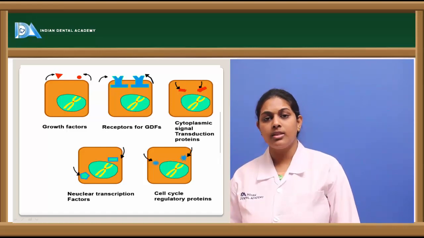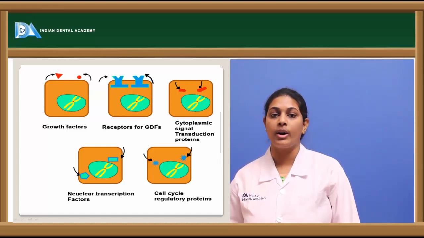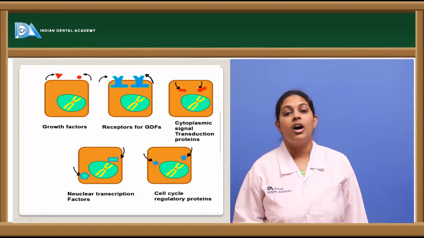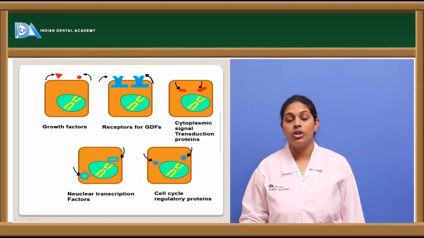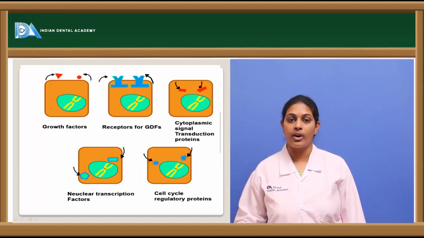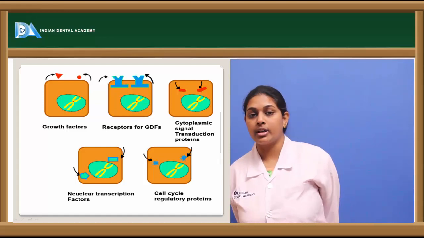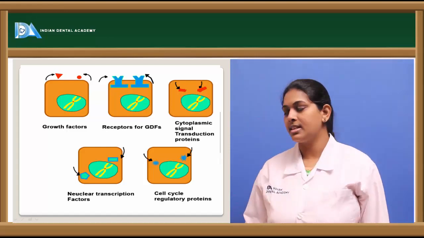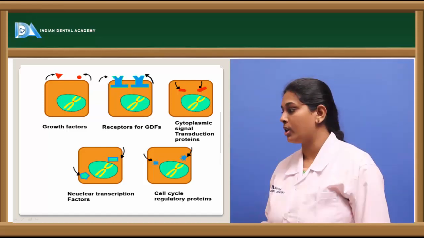This c-KIT receptor associated with the tyrosine kinase pathway is overexpressed in cases usually observed in gastrointestinal tumors. This overexpression of the c-KIT receptor in gastrointestinal tumors can be given as an example of overexpression of receptors involved in tumors.